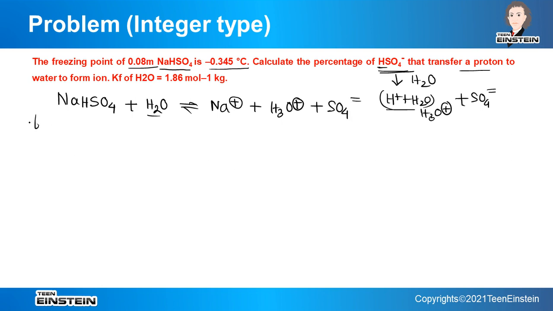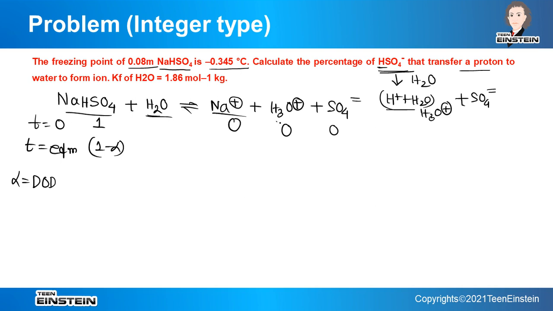Now when t is equal to 0, suppose there is only 1 mole of NaHSO4, and water, as it is present in excess, we will not consider anything for it, and Na plus, H3O plus, SO4 are all 0. Now when equilibrium is reached, alpha is the degree of dissociation, so it will be 1 minus alpha, and for each mole of NaHSO4 there is 1 mole of each product, so it will be alpha, alpha, alpha.